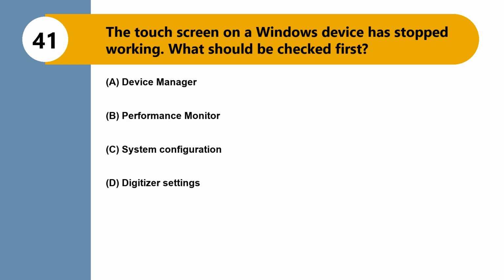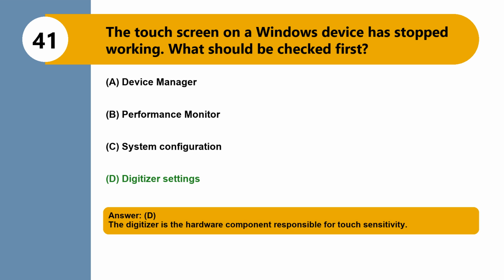Question 41. The touch screen on a Windows device has stopped working. What should be checked first? Option A, device manager. Option B, performance monitor. Option C, system configuration. Option D, digitizer settings. The correct answer is option D, digitizer settings. The digitizer is the hardware component responsible for touch sensitivity.